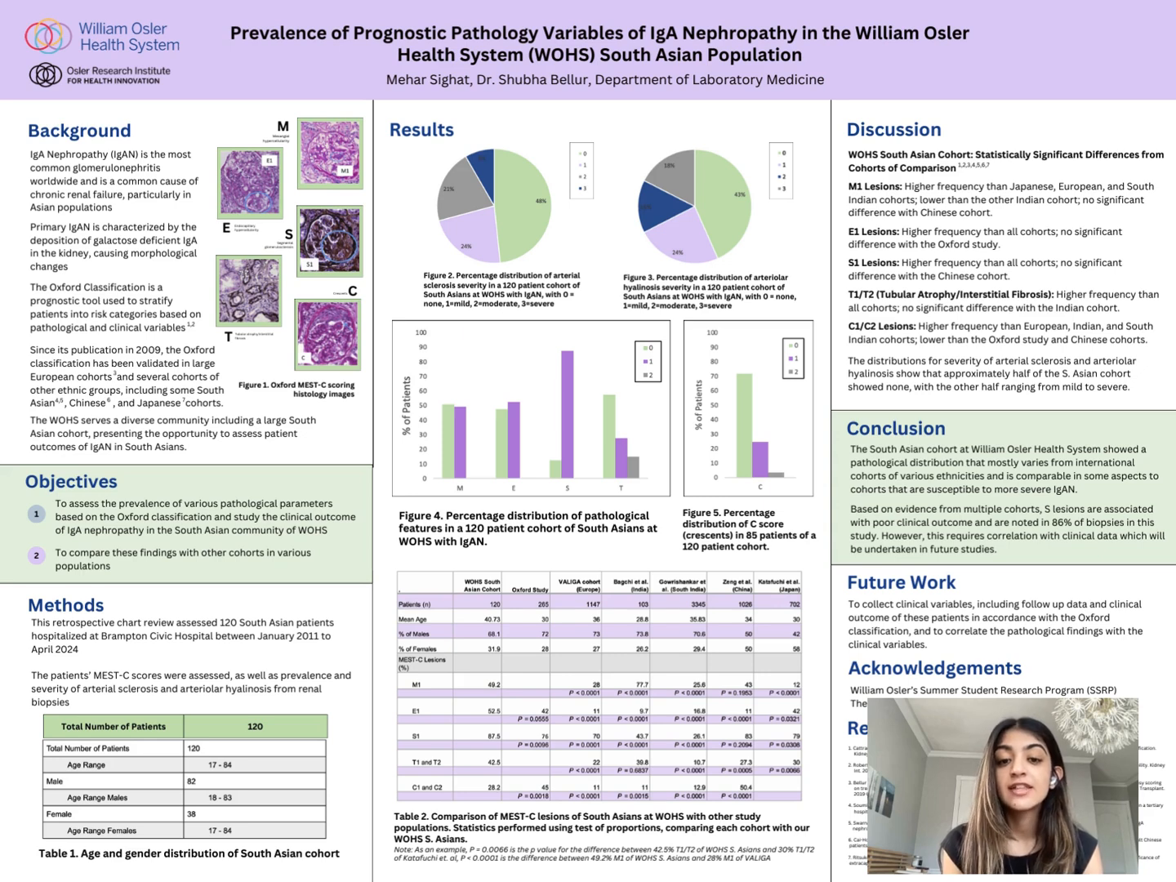Our cohort also showed a comparable value of frequency in terms of the E1 lesion to the Oxford study, the S1 lesion to the Chinese cohort, and the T lesion to the Indian cohort. The only other time that the Osler cohort showed a lower frequency of lesions was M1, which was lower than the Indian cohort that we compared to.